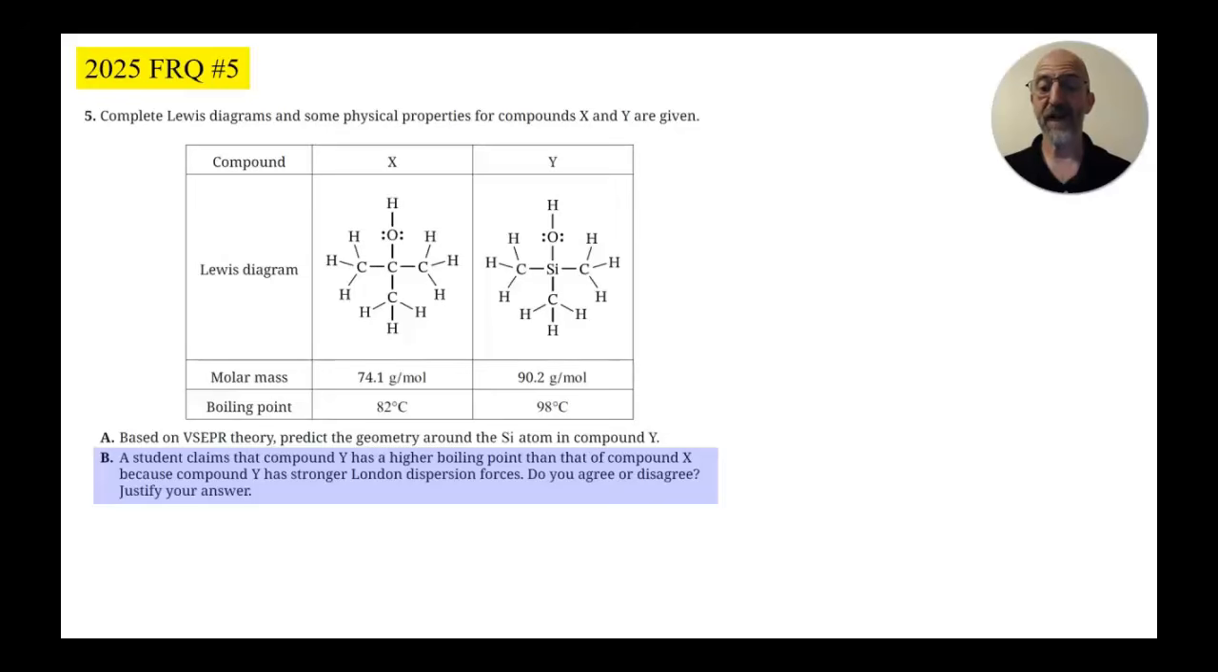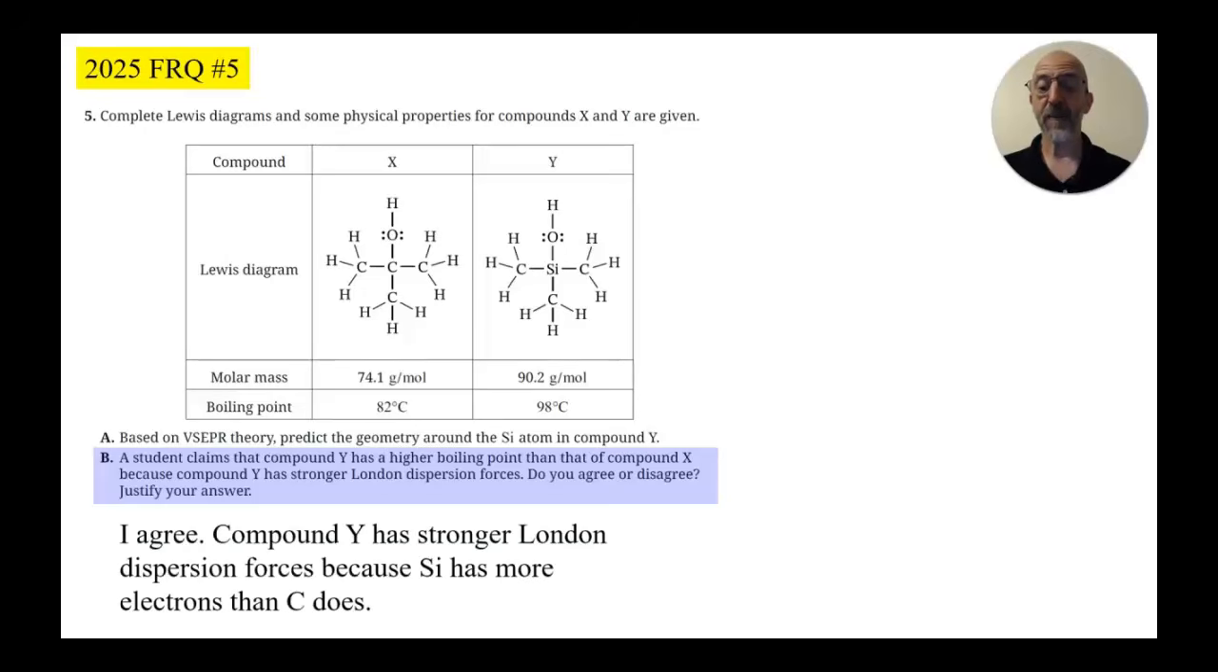So the student claims that compound Y has the higher boiling point because compound Y has stronger London dispersion forces. Do you agree or disagree? Justify your answer. So you cannot simply say, I agree, and then that's it. You also can't say, I agree, yes, it does have stronger London dispersion forces, because now you're just restating what was already mentioned in the question. So here is what the student wrote. I agree, compound Y has stronger London dispersion forces, and this was their justify your answer.